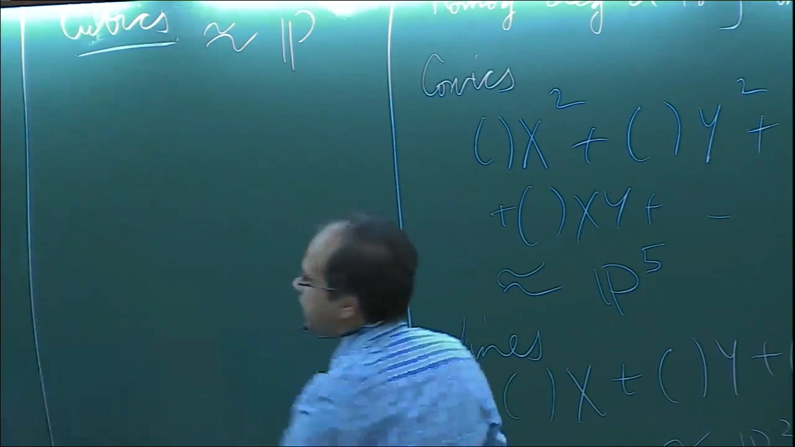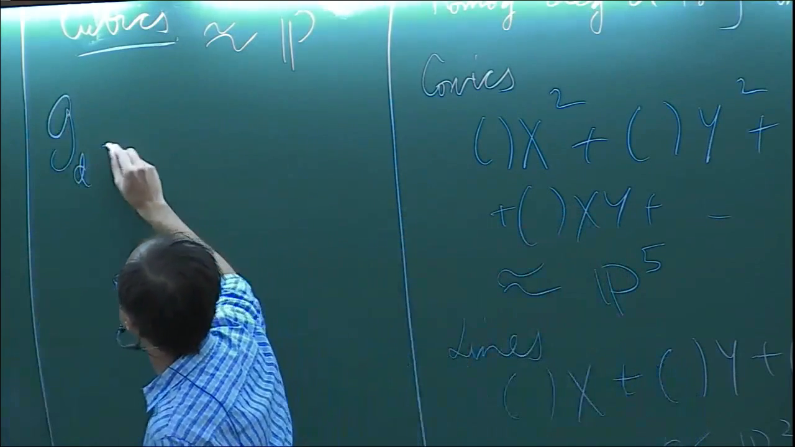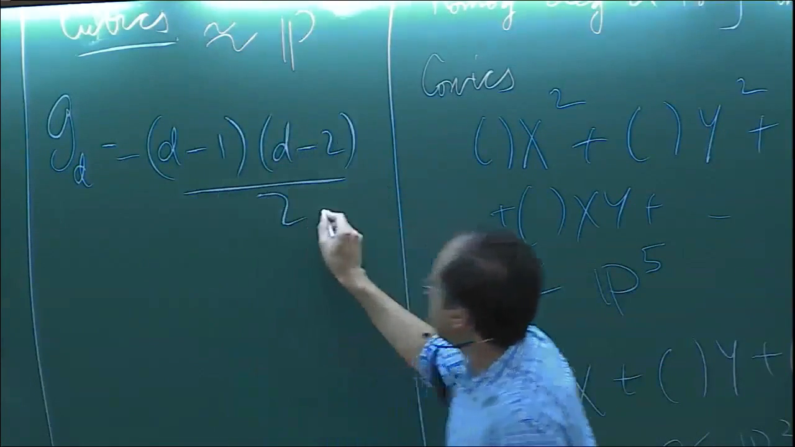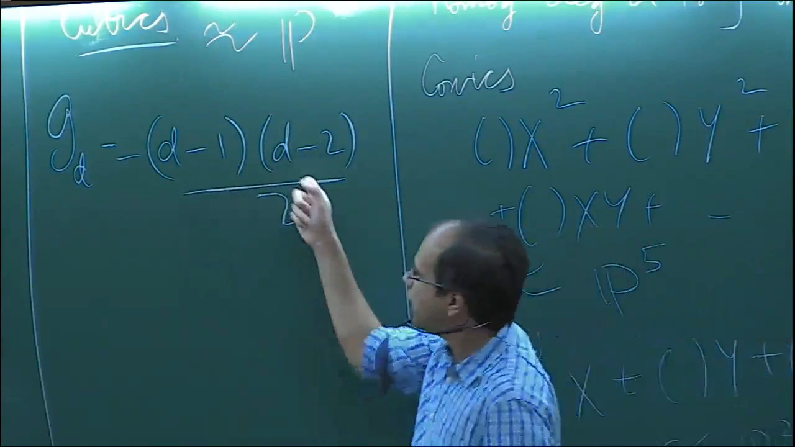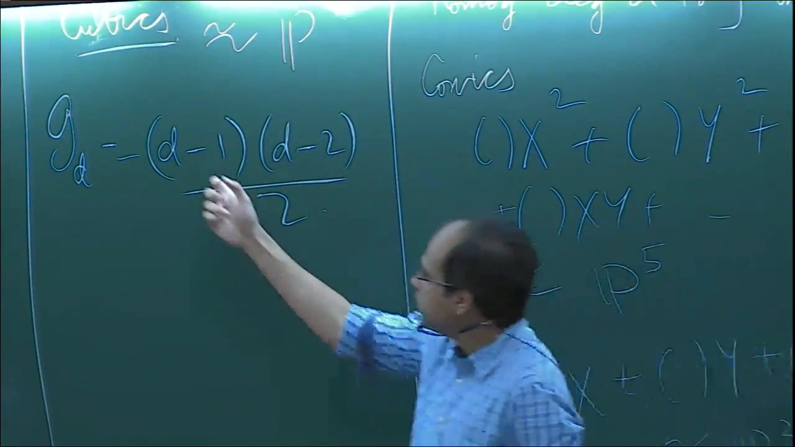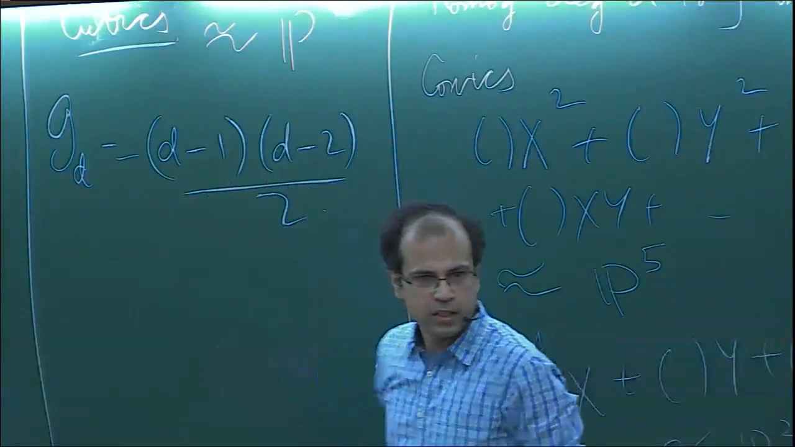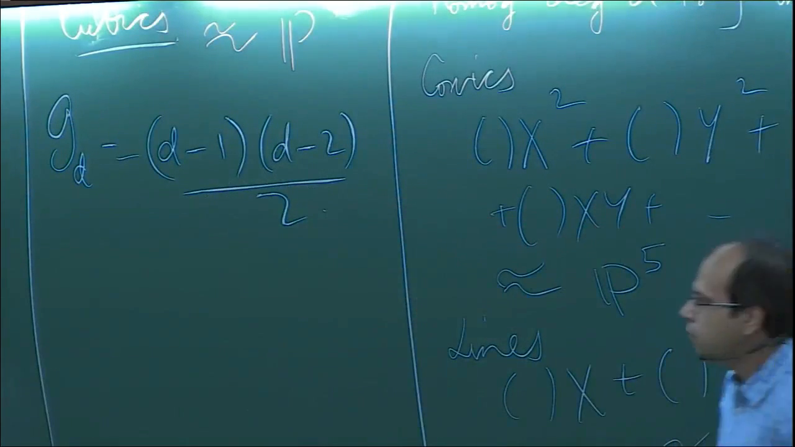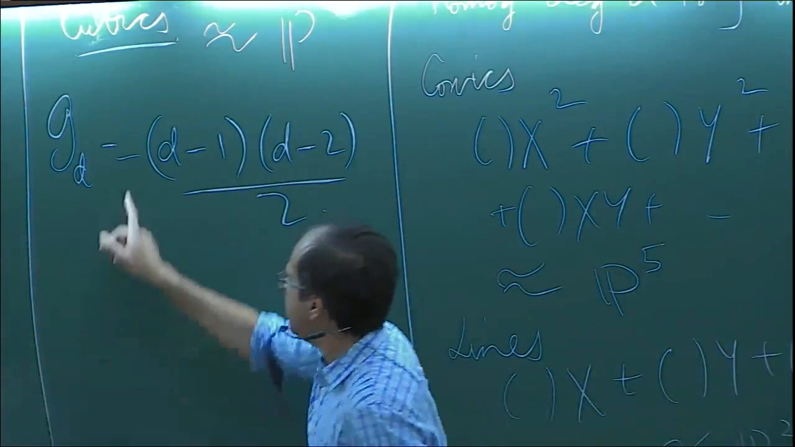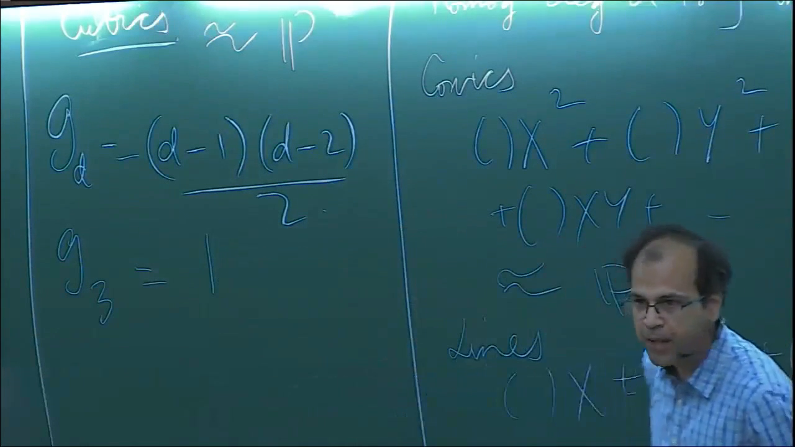What is the genus of a smooth degree D curve? The genus of a smooth degree D curve is (D minus 1) times (D minus 2) over 2. And already you can see that for D equal to 1 and 2 we were probably lucky. So the genus of a smooth degree 1 curve is 0, and so is the genus of a degree 2 curve. So for 1 and 2, we were basically asking the same questions. But the genus of a smooth degree 3 curve is 1.